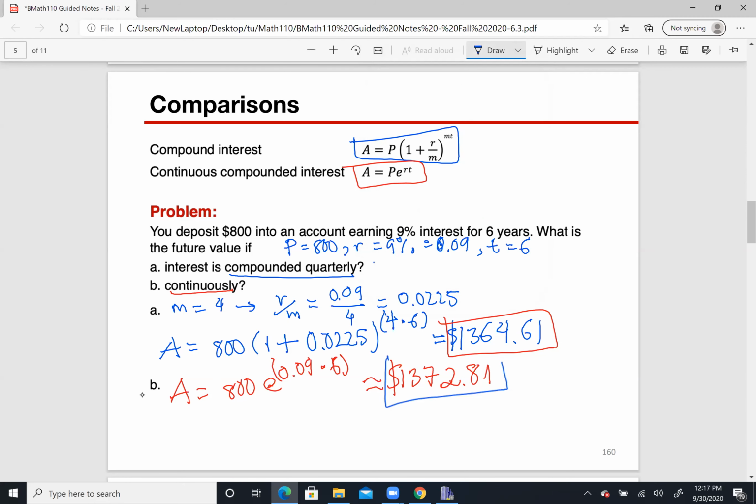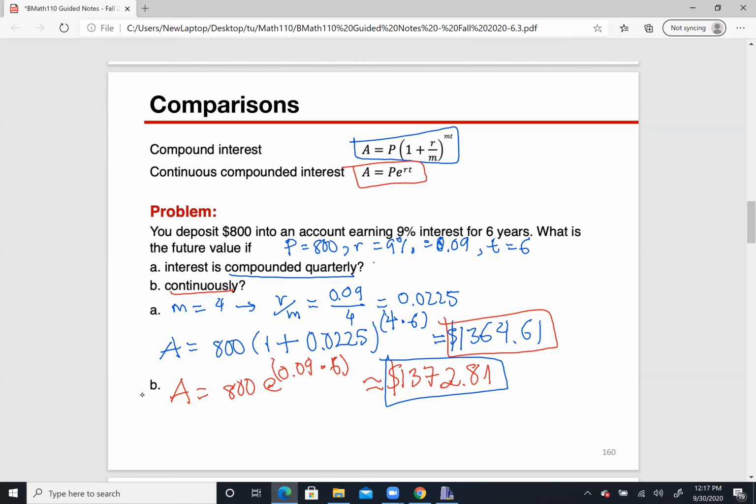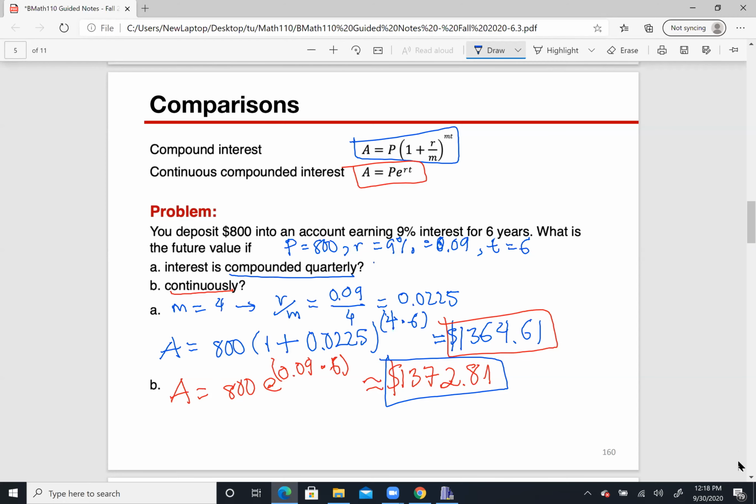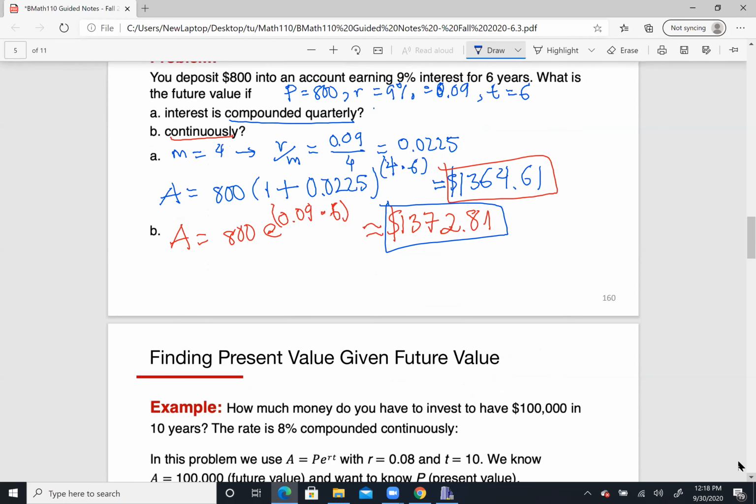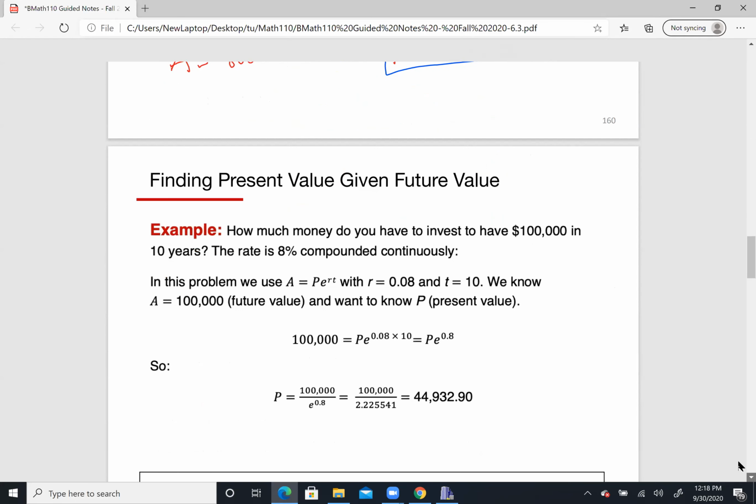So you compare both of these, and you see that continuously is greater than quarterly, right? It's easy to see. Okay, and let's move to the next one.